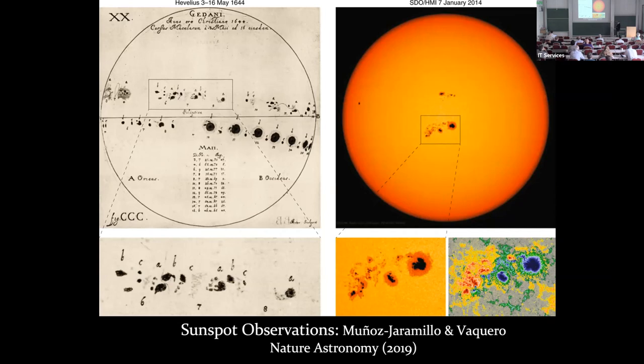Okay, and it's the dynamics, the large scale systematic dynamics of this kind of magnetic feature that we're trying to explain. Where do they come from and why do they have such systematic properties, given that the sun is a very turbulent environment?